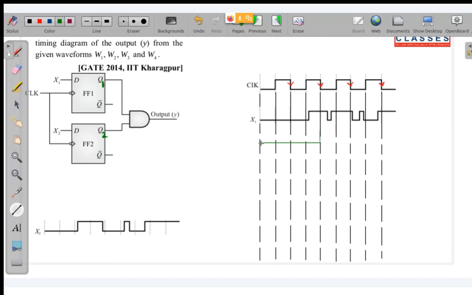So I should use a darker pen over here. So this will stay at 1. Notice the state that we have at the next negative edge. That is also 1. So this will continue to be at 1. And again at the next negative edge, this is at 1. So it will go on like this. So this is your Q1. Now let us put X2.